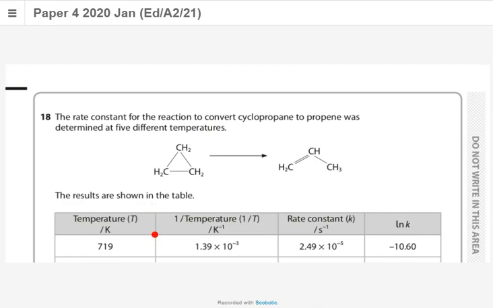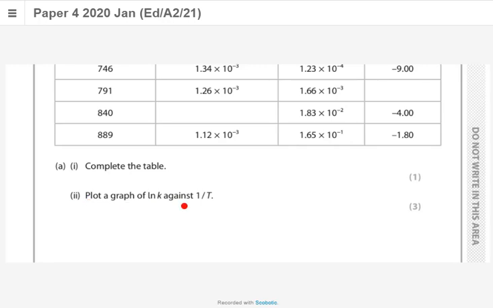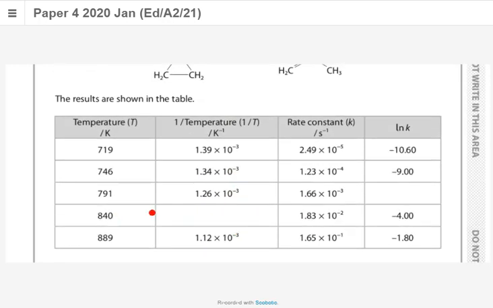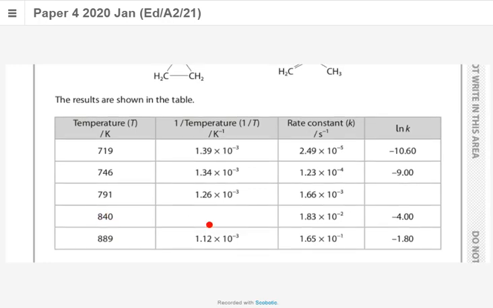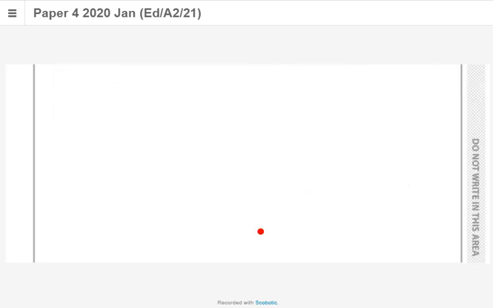The next one, question 18. The rate constant for the reaction to convert cyclopropane to propene was determined at 5 different temperatures. Complete the table, plot a graph of ln k against 1 upon T. So to complete the table, it is 1 upon this value. You can do that, right? And ln k, you have the k value, take the ln value, and you can plot the graph.